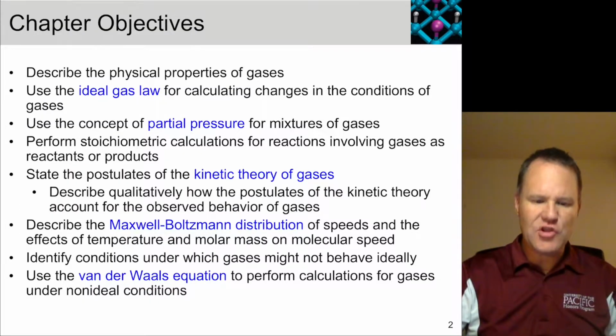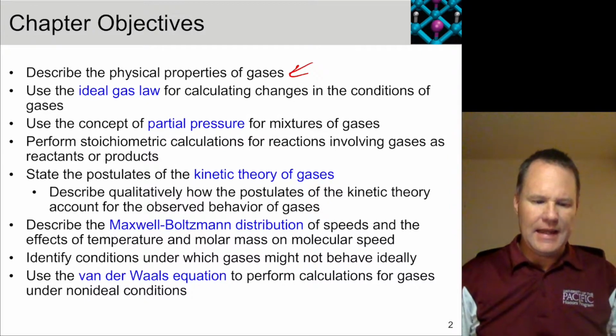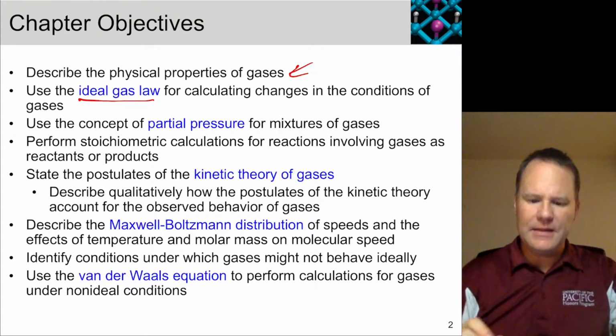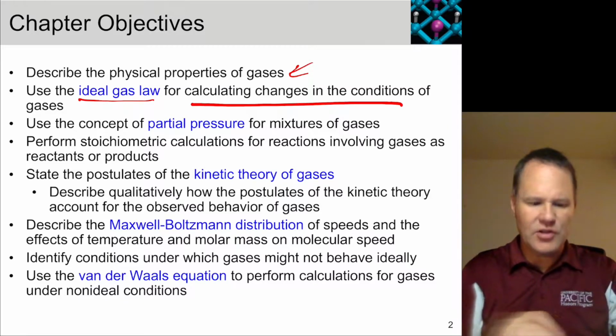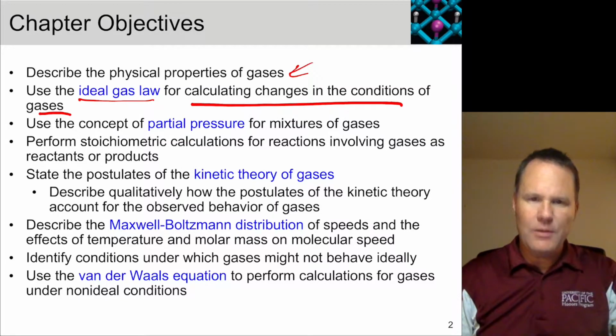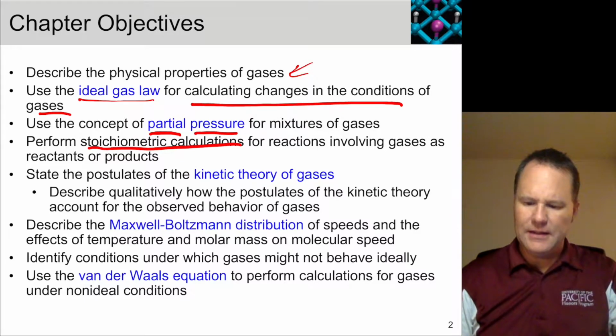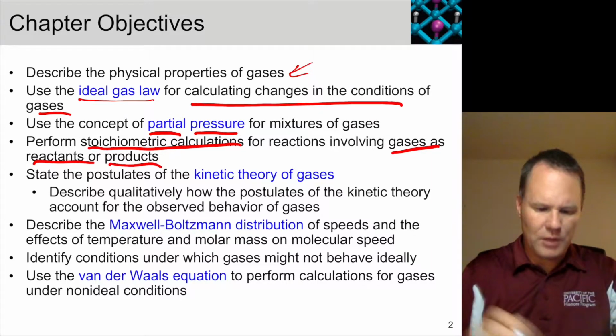So the objective of this chapter is first to describe some of the physical properties of the gases, and then we'll derive the ideal gas law, and with that we can calculate changes in the conditions of the gas. We will talk a little bit about how when we have a mixture of gases, their partial pressures can be used to describe their properties. And then we'll do some stoichiometry calculations as well that involve gases, either as reactants or products.